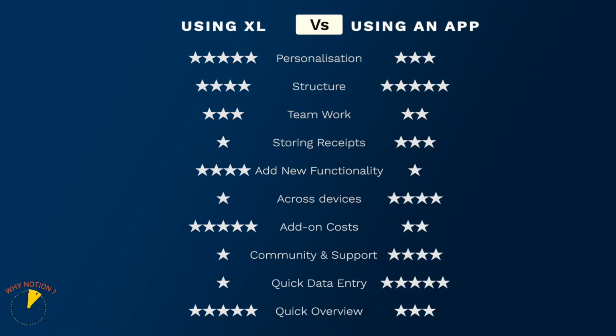Before Thomas decided, he weighed in on his decision regarding Excel versus an exclusive app. The more stars there are, the better is the functionality. Then he found Notion that provided him with the perfect middle path between Excel and apps, which also had the ability to share the information with somebody like an accountant or amongst the family. So what was Thomas's setup in Notion? Let's look at that in the next section.